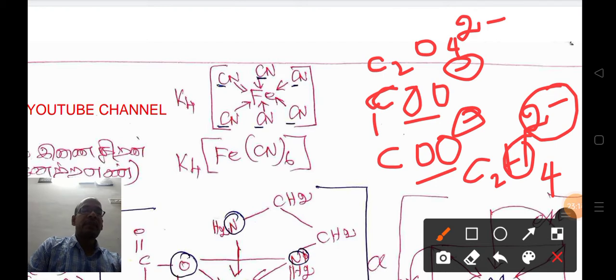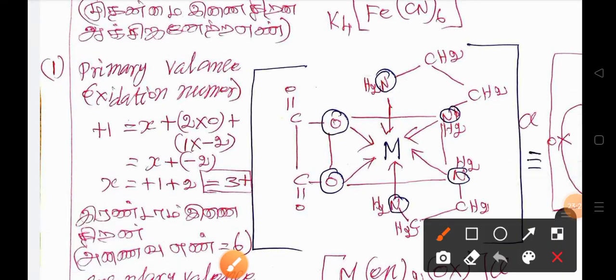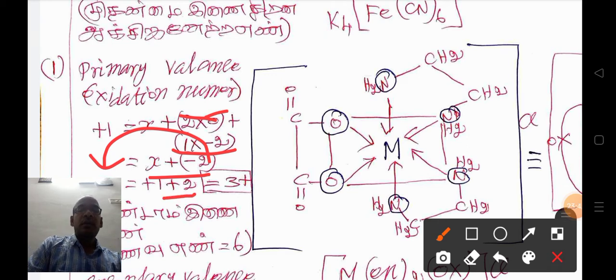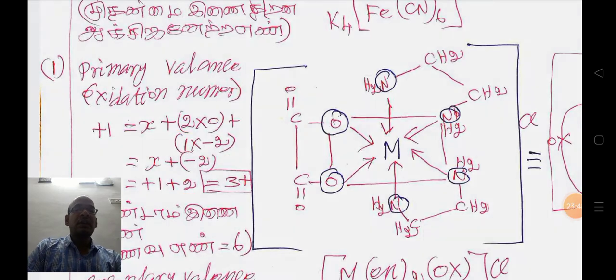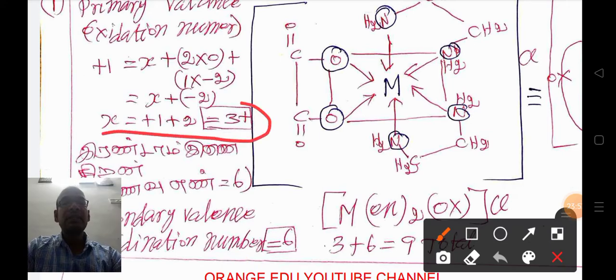Net charge on the oxalate is -2, therefore one oxalate has the -2 charge. The ethylene diamine is 0, therefore this term will be cancelled. Therefore X minus 2, this -2 comes to the opposite side as +2, therefore X plus 2 gives +3. That is the oxidation state of the central metal ion, that is the primary valency is +3.